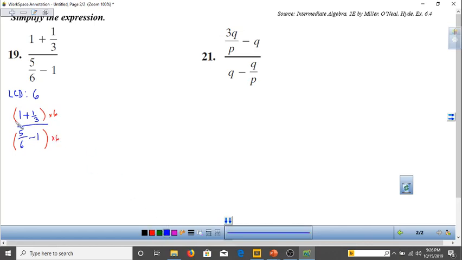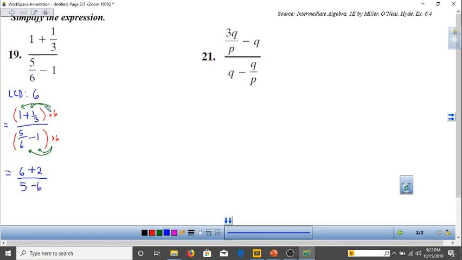Now, since we're multiplying a sum or a difference, the distributive property applies. The distributive property says if you multiply a sum or a difference by another number, you distribute that number to each part of the expression. So 6 multiplied by 1 would be 6, and 6 multiplied by 1/3 will be 2. And that will ensure that the denominator will cancel, because the number we're multiplying by is a multiple of the denominator. So 6 multiplied by 5/6 is 5, and 6 multiplied by -1 is -6.